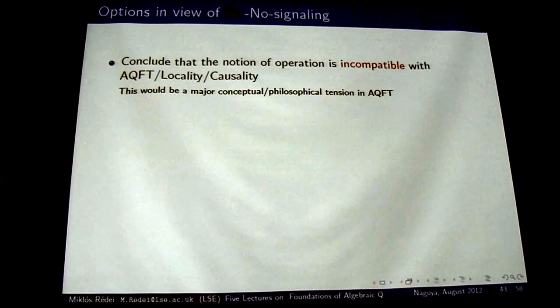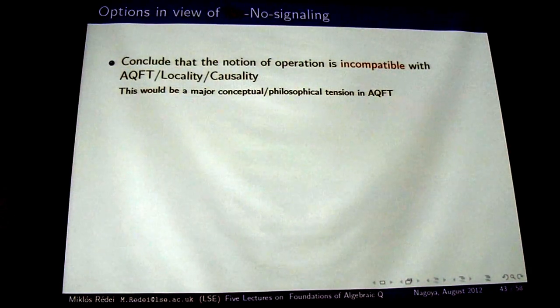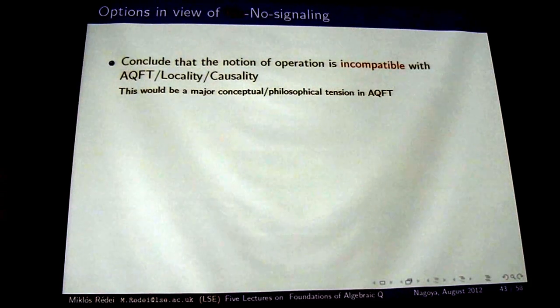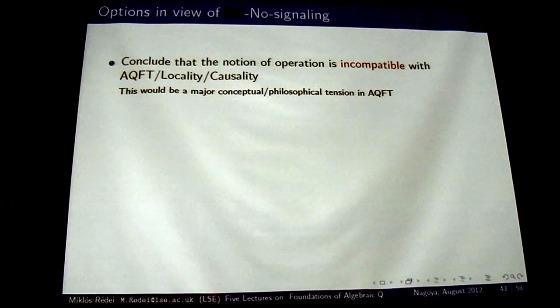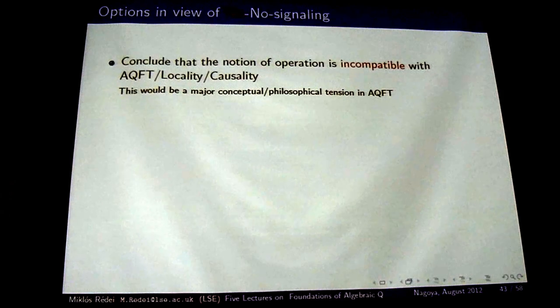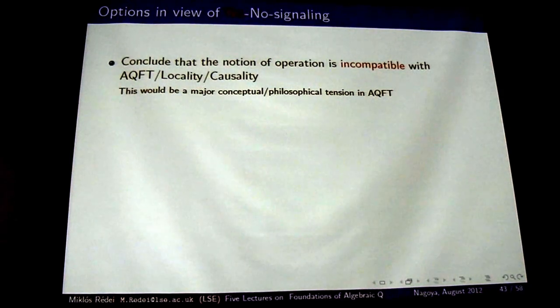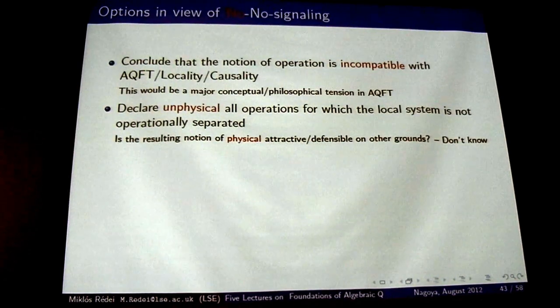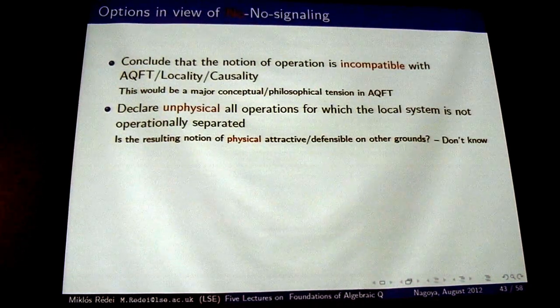And this, I think, would be a major conceptual, philosophical tension in the theory, because that theory, as I claimed in the very beginning, if you remember, is viewed by the physicist, and I think for good reason, as the theory which expresses, embodies, is compatible with the causality intuition we have on the basis of the special theory of relativity. So that would be somehow against our intuition. Or you can say that these operations, as this is Professor Ozawa's position, are just unphysical, because all operations should be representable by Kraus operators.